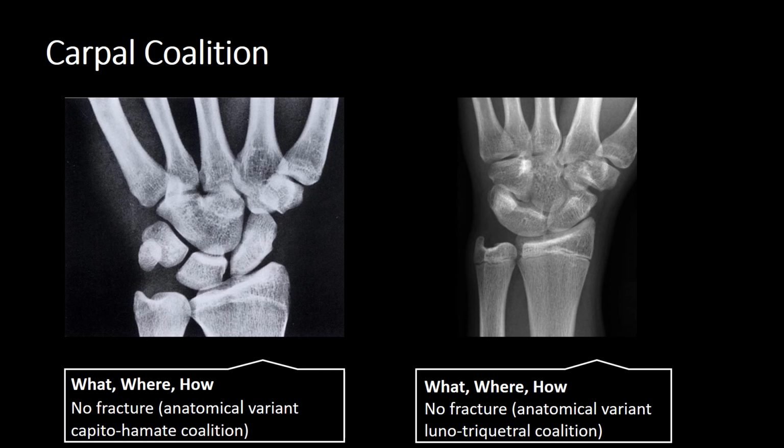However, carpal coalition that occurs across the rows, for example a capitolunate coalition, tends to be associated with syndromes. So, on the left, what, where, how? No fracture, anatomical variant, capito-hamate coalition. On the right, what, where, how? No fracture, anatomical variant, lunotriquetral coalition.